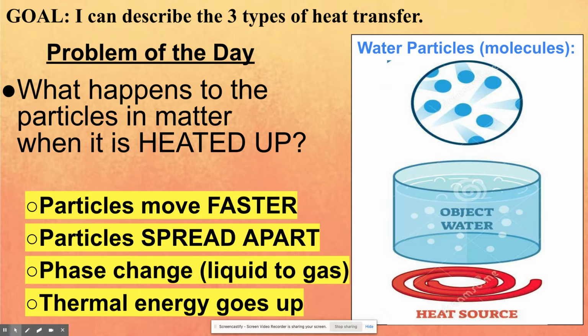Now, there might be a phase change because of this, so a liquid to a gas. And then also the thermal energy goes up. You're adding heat energy to it, so the thermal energy goes up.